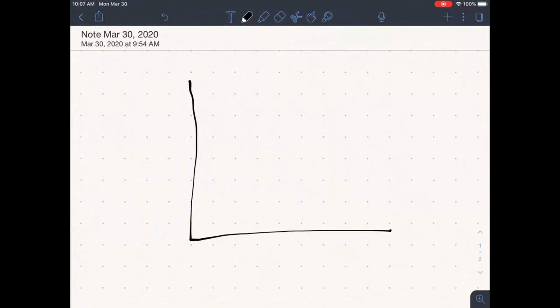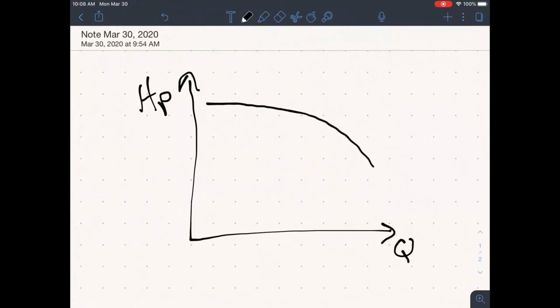Okay, so we'll get into it. We talked about pump curves, guys. If you remember, we had discharge on the x-axis, and the head from the pump, or the system head, on the y-axis. The pump curve looks something like this, just for a single pump.